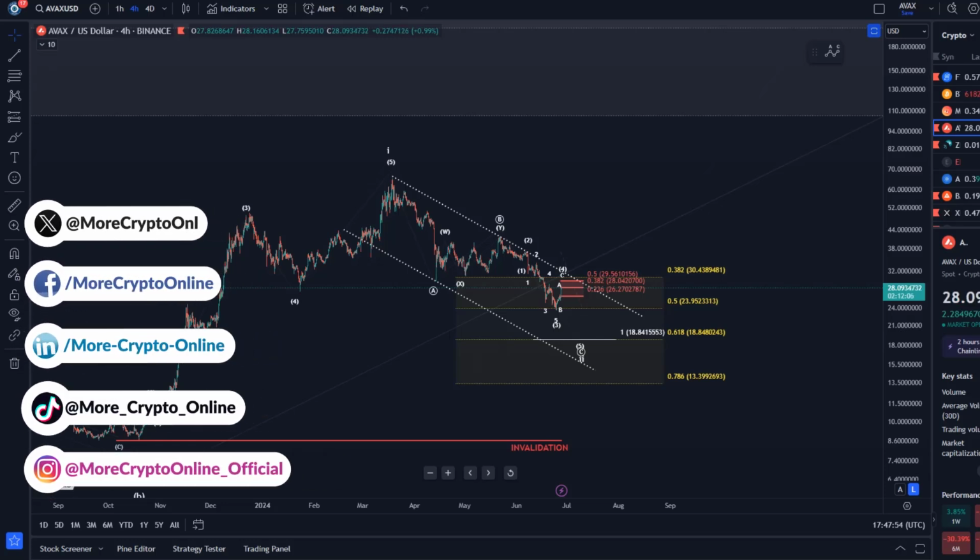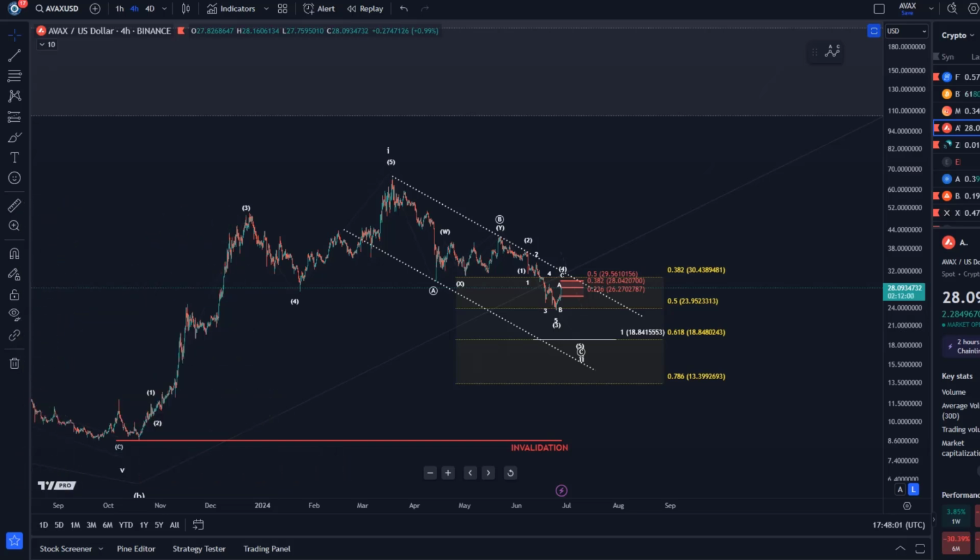Before we zoom into the microstructures, let me explain to everybody who is new on the channel what the overall idea is on this chart. Well, the bigger picture is that we have a potentially bullish structure.